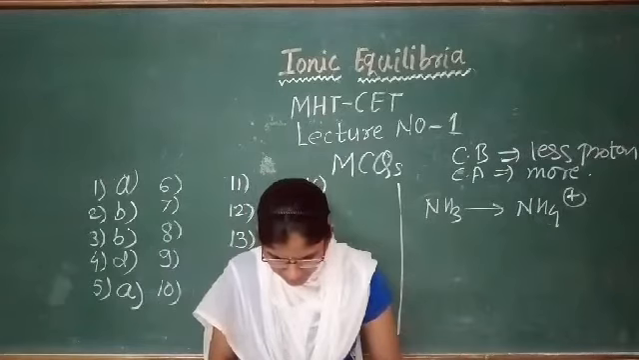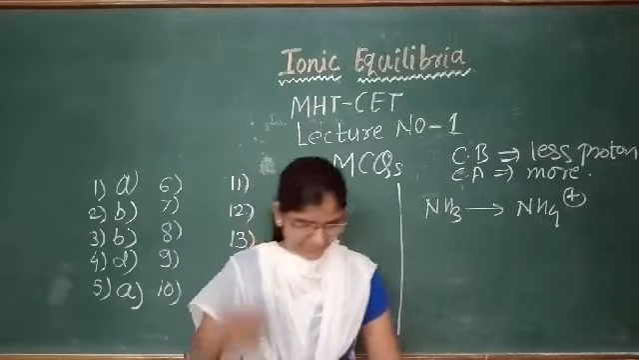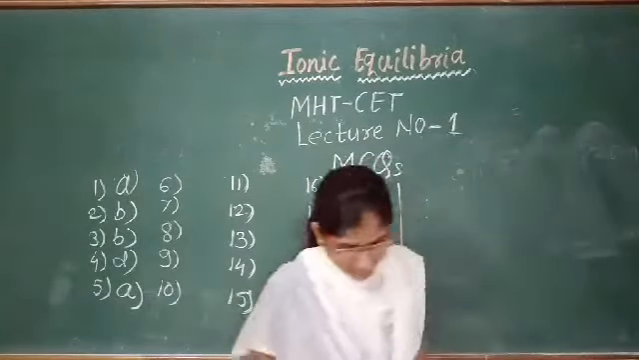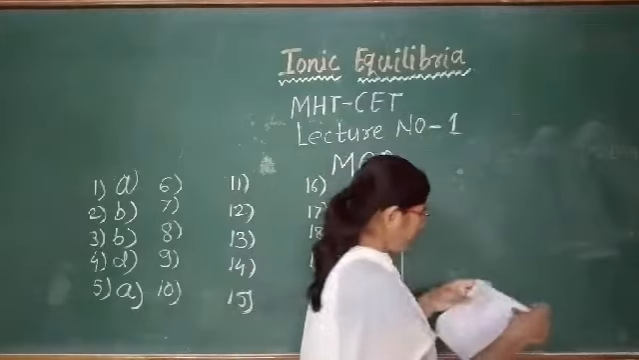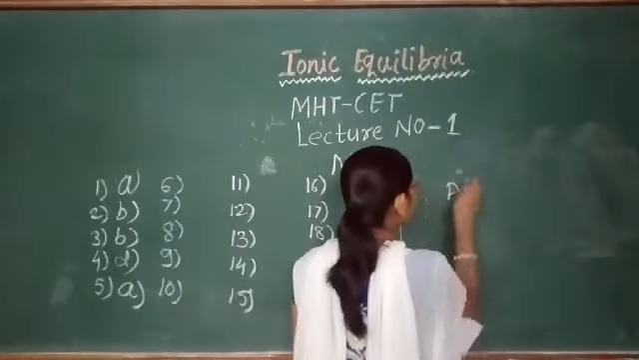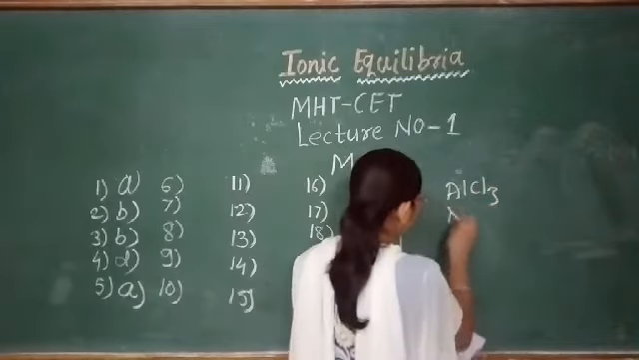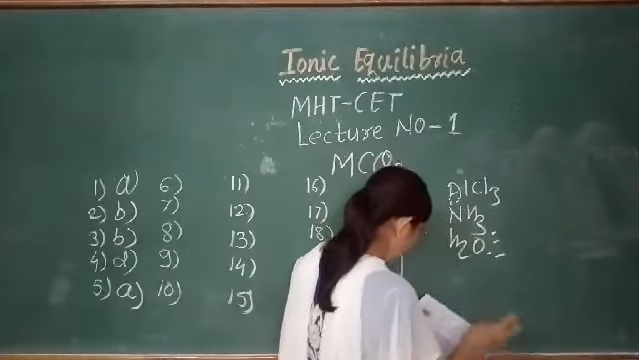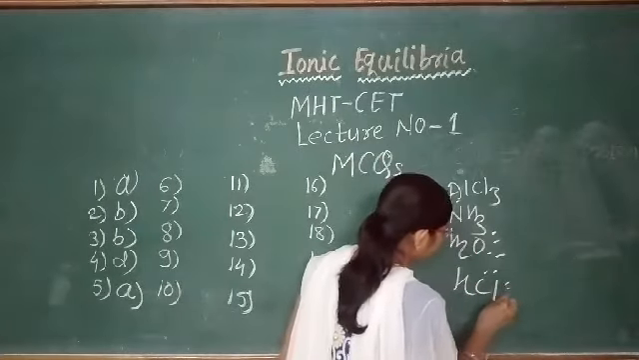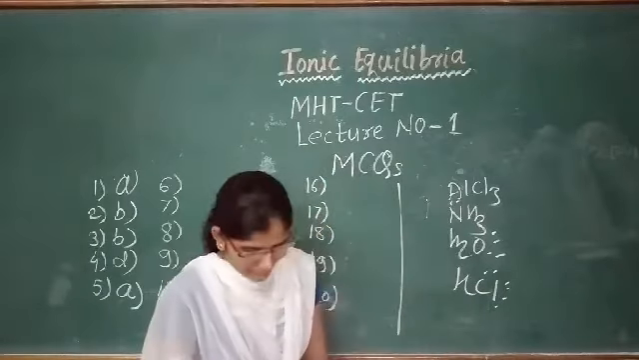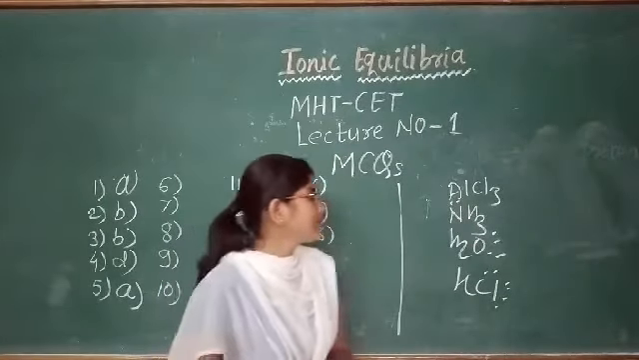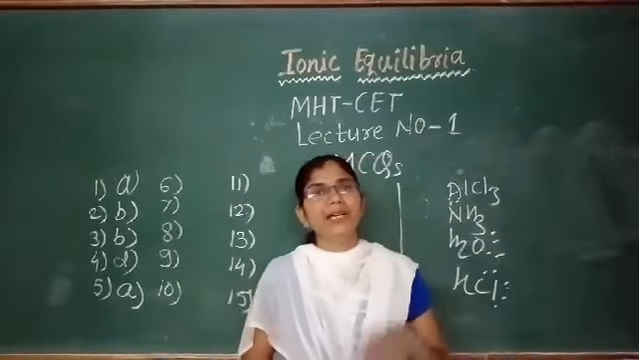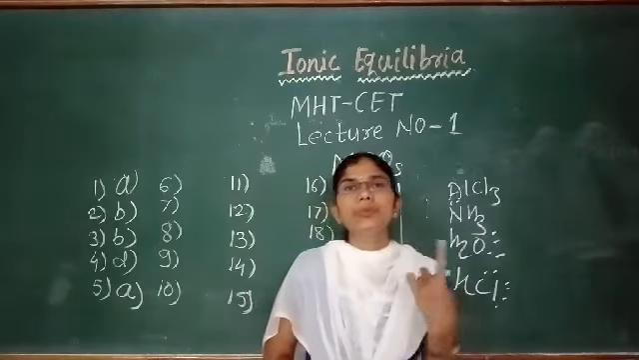Next, which one of the following is a Lewis acid? We are given four options: anhydrous AlCl3, NH3, H2O and HCl. According to the Lewis concept, an acid is an electron pair acceptor and a base is a lone pair donor.